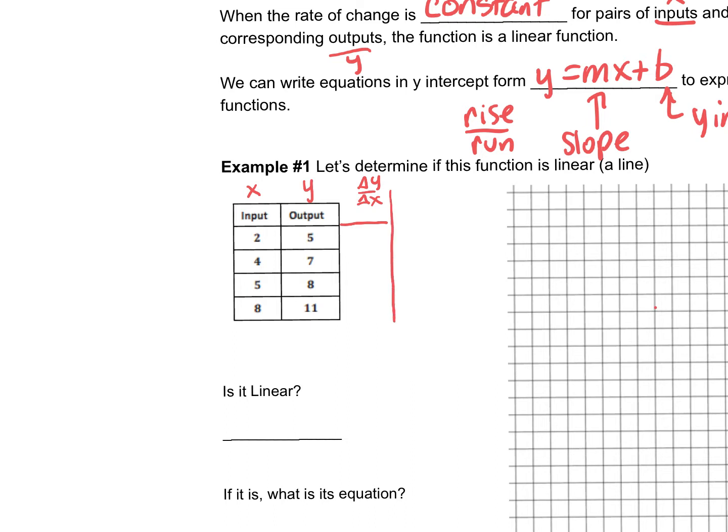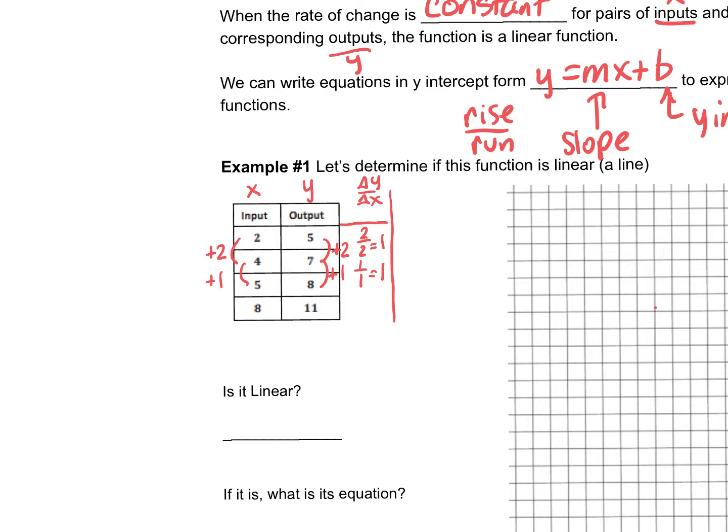So my change from 2 to 4 is adding 2. And my change from 5 to 7 is adding 2. So the y over the x would be 2 over 2, which reduces to 1. Then my change from 4 to 5 is adding 1. My change from 7 to 8 is adding 1. So my change in y over change in x is 1 over 1, which is just 1.